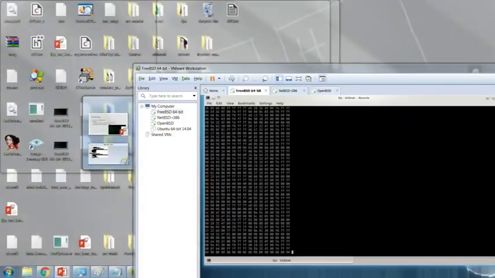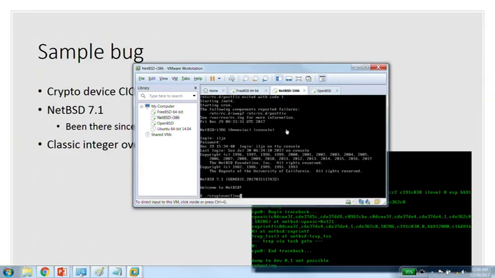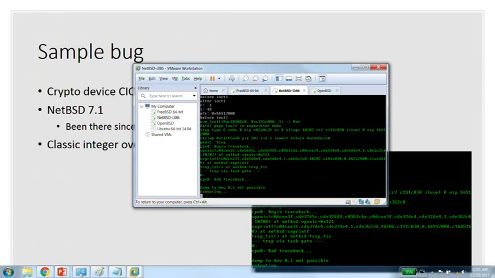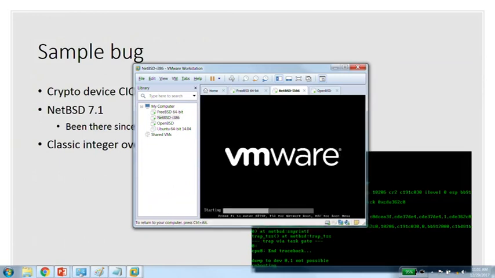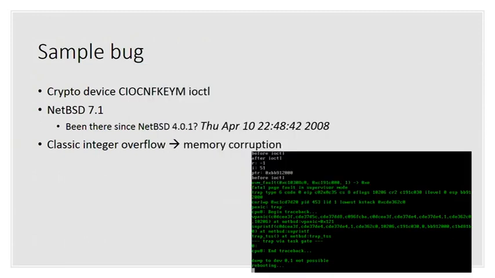Let me see if I can demo this. Yeah, that thing's still running. It'll leak kernel memory till the end of time. It won't actually crash because the memory is guaranteed to be there, it's just uninitialized. So this is NetBSD, and then crypto overflow, and then boom, the moment I hit this, you get memory corruption. Basically, this is a classic integer overflow leading to memory corruption. This is definitely exploitable.